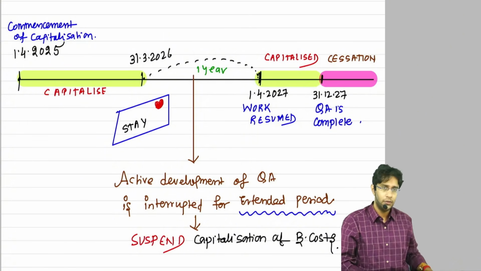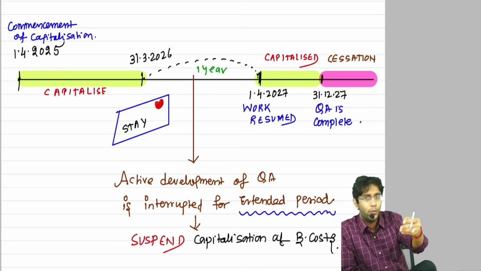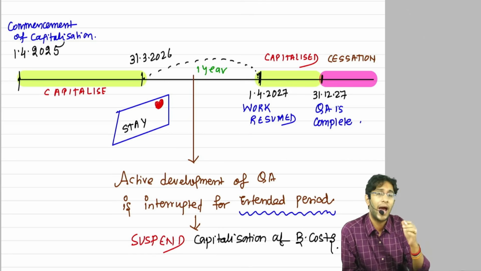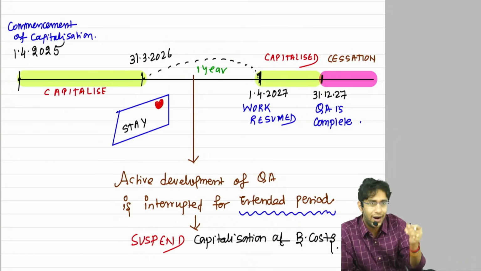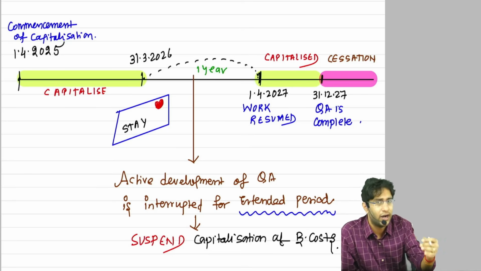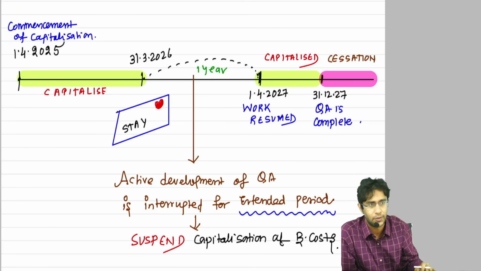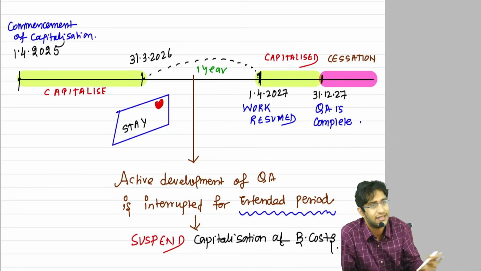Cessation is forever. So there are three aspects now: commencement, suspension, and cessation. Commencement when all the 3 points are satisfied. Suspension when active development of the qualifying asset is interrupted for an extended period. What is an extended period? You have to decide based on facts and circumstances. If it is a normal, unavoidable, routine, expected delay, you need not suspend. You can continue. But if it is for an extended period, with unexpected things, you have to suspend. Once the qualifying asset is ready for usage, you have to cease forever. You should stop capitalization of borrowing costs.